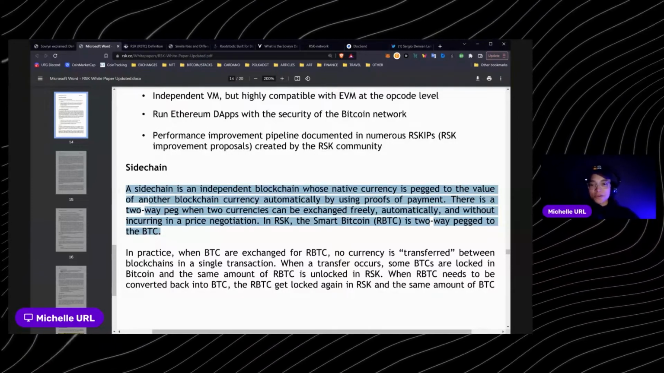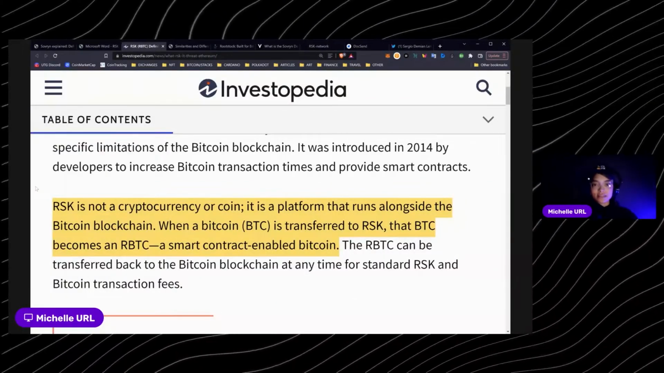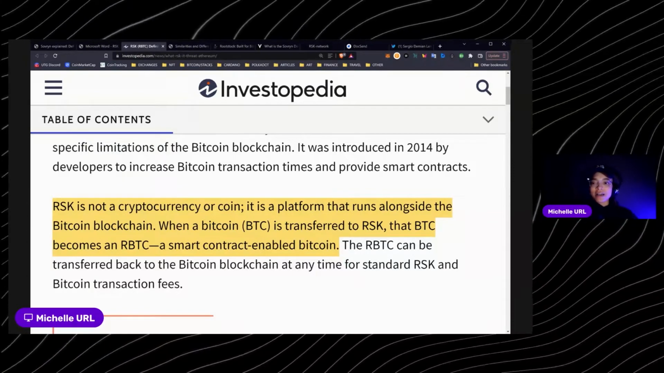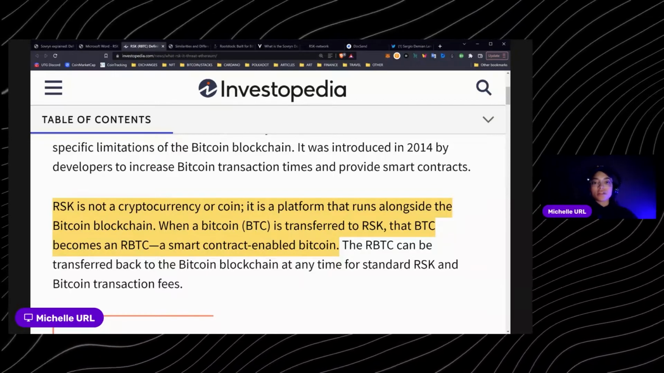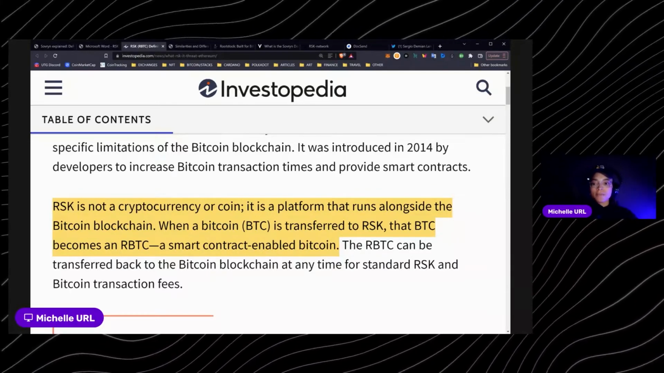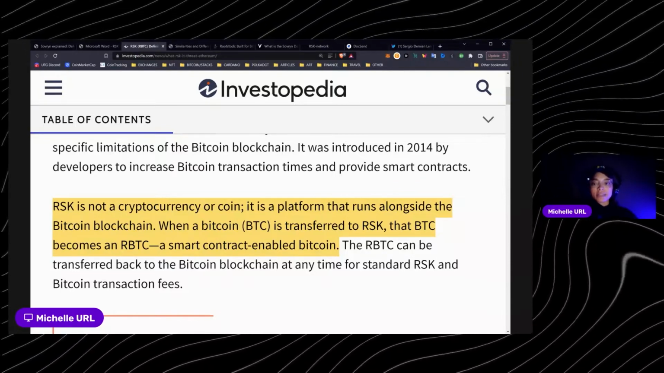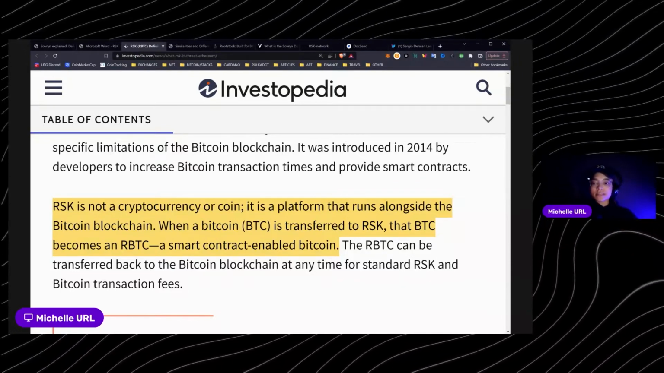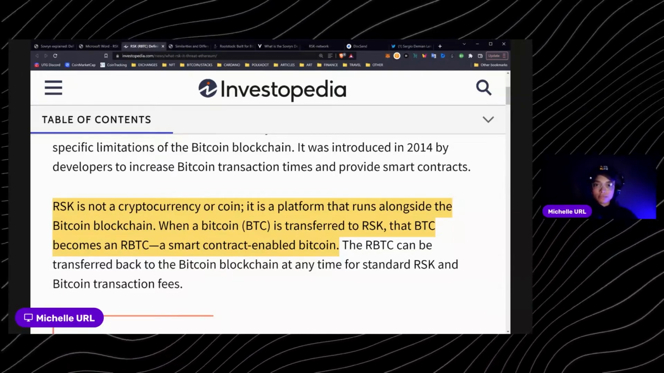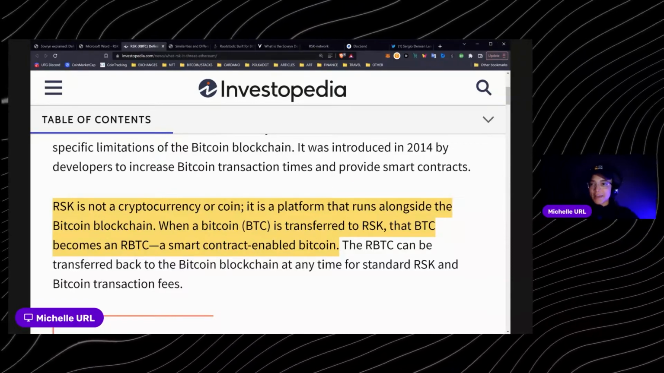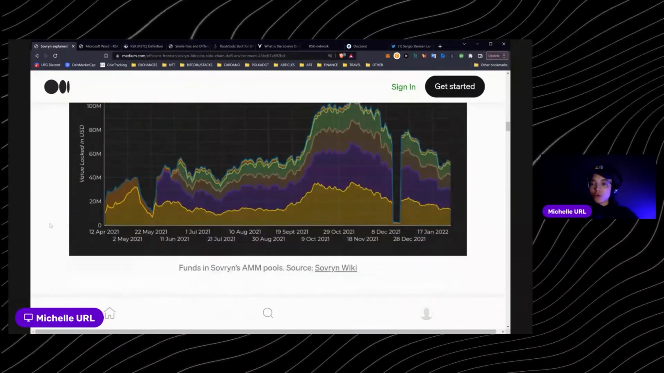Okay, we got that? Now, let's make sure we know what RSK isn't. RSK is not a cryptocurrency or coin. It is a platform that runs alongside the Bitcoin blockchain. When a Bitcoin is transferred to RSK, that BTC becomes an RBTC, or a smart contract enabled Bitcoin. We got that? Y'all following me? Okay, let's move forward.